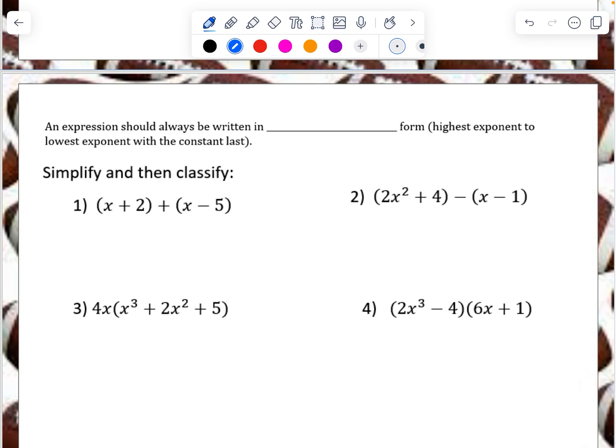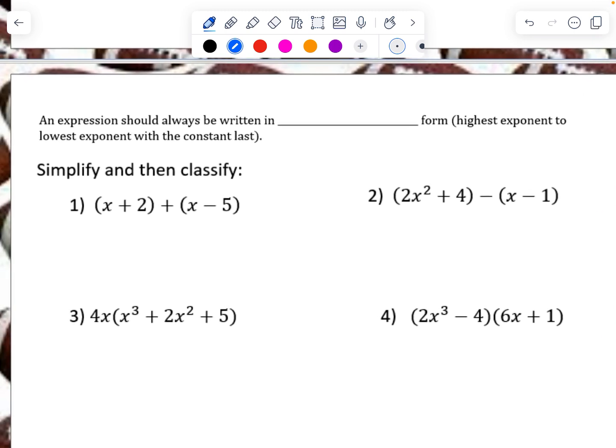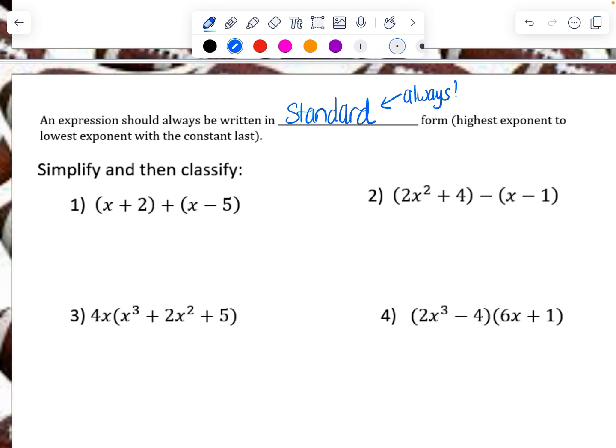And then just as this is an absolute thing that we have to do, an expression should always be written in standard form, and you aren't necessarily going to always see them in standard form. If it's not in standard form, you need to change the order so it is in standard form. This is like an always and forever. That just means the highest exponent to the lowest exponent, constant is always last.